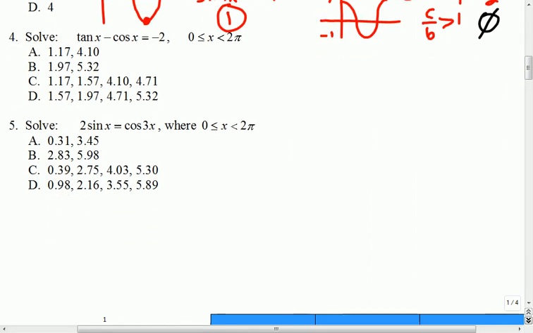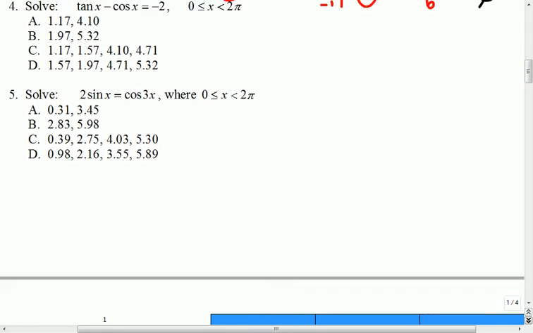The next one, actually I think the next couple, they're graphing calculator questions. And somebody stole my graphing calculator.